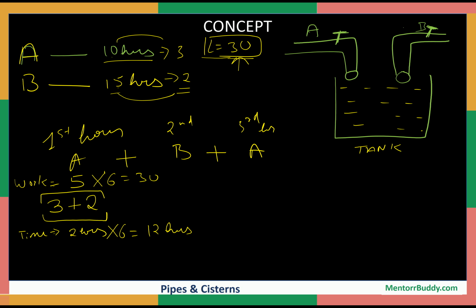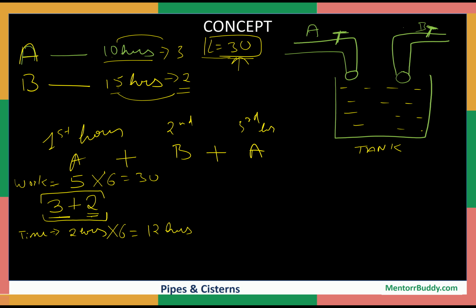So what we did, we got one set where pipe A filled 3 parts of the tank in the first hour, then in the second hour pipe B filled 2 parts of the tank. So in total 5 of the tank is filled, that is, the work done is 5. How much time is taken? 2 hours.